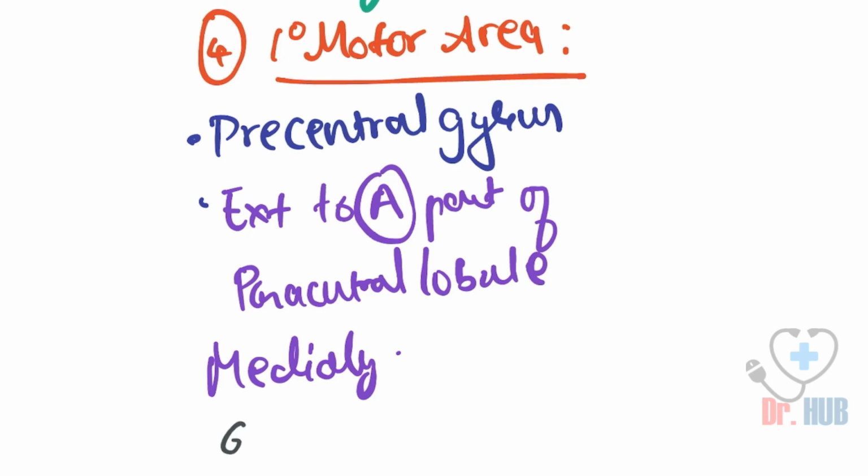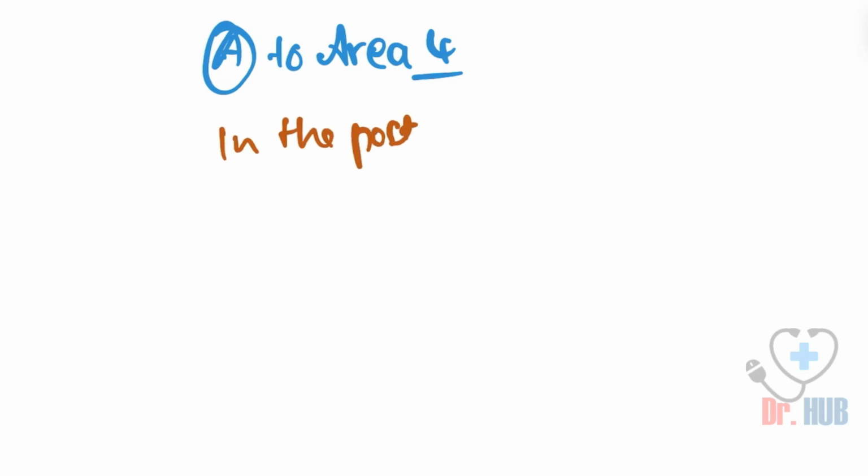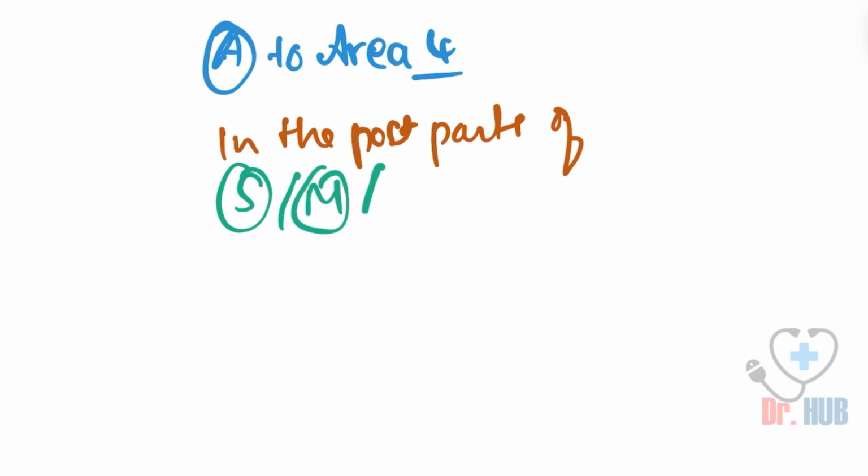Next we move on to area 6. It is known as the premotor area. So where is it located? The premotor area 6 is located anterior to area 4. And the other thing is that it is present in the posterior parts of the superior, the middle, as well as the inferior frontal gyri.